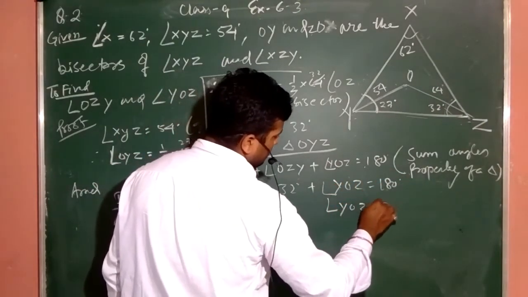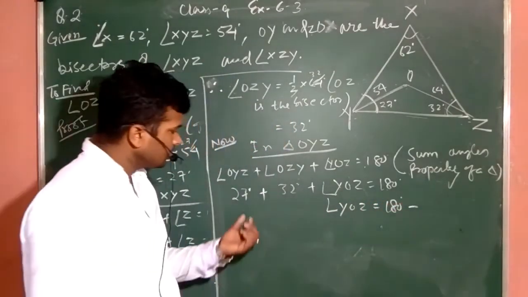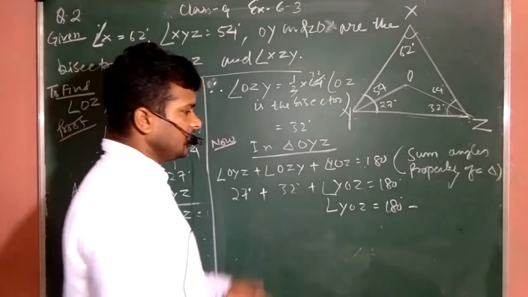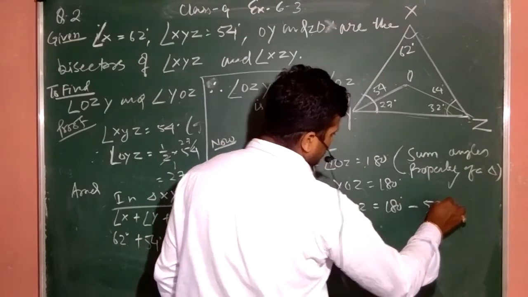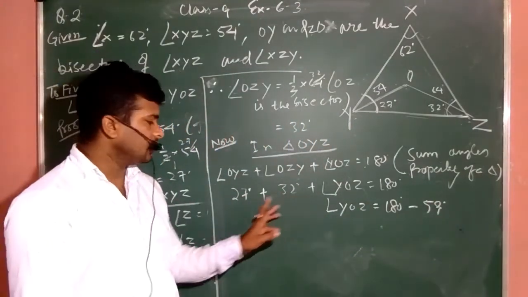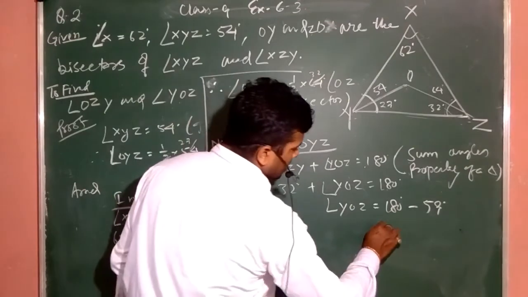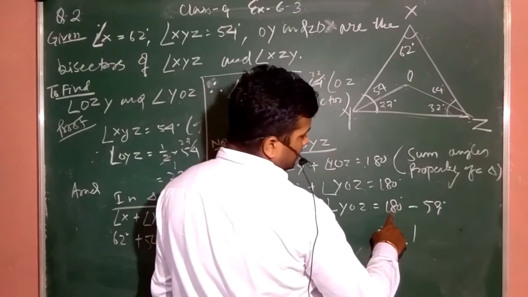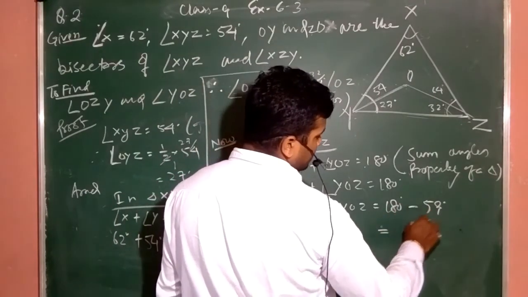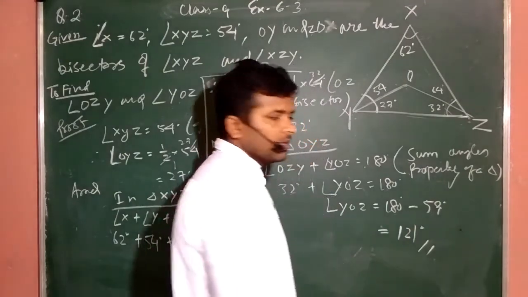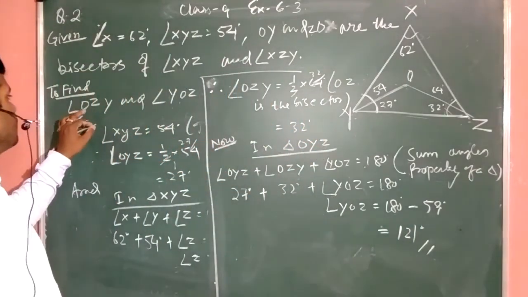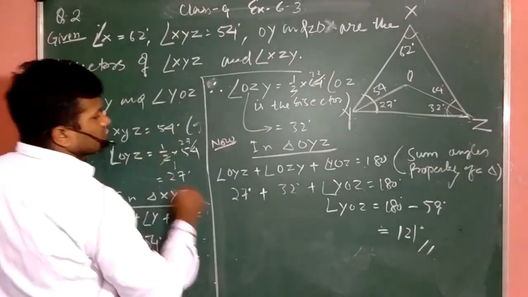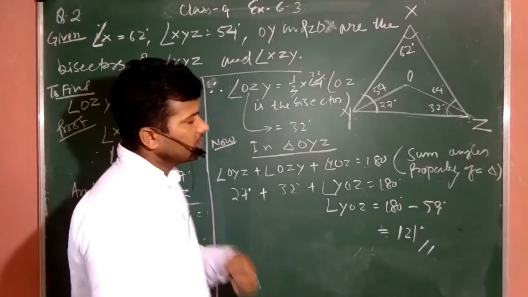So YOZ is equal to 180 degrees minus 59 degrees. We'll add these two: 7 plus 2 is 9 and 2 plus 3 is 5, so 59 degrees. Now when we do the subtraction, 10 minus 9 is 1, and 7 minus 5 is 2, and 1, so 121 degrees. The question is done. OZY we got 32 and YOZ we got 121. This is a simple solution.